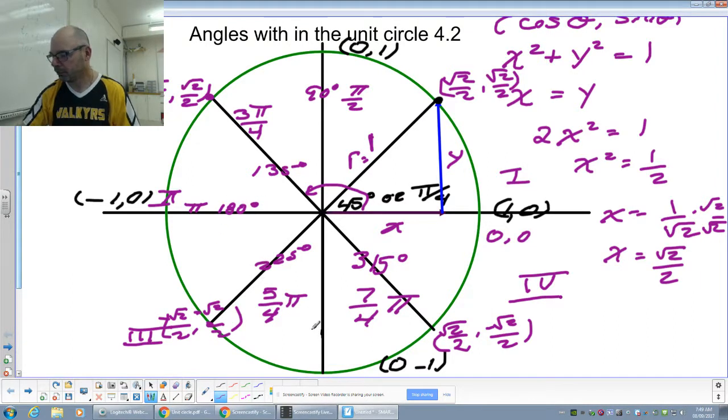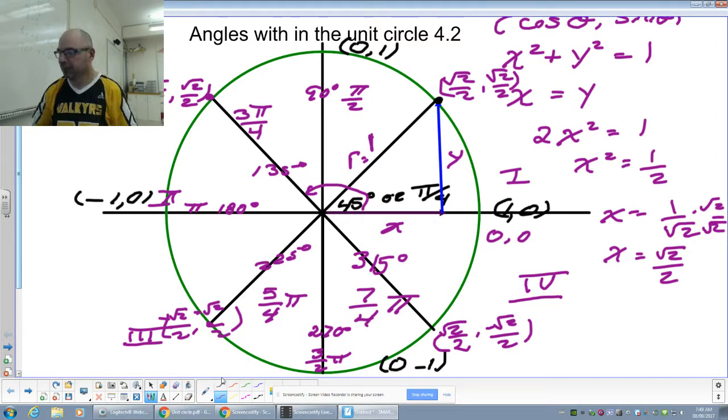This is 270 degrees, or 3 pi over 2 radians. Okay, and that's written on your sheet as well. So you don't have to memorize anything. You can just look at that sheet, but you need to print that out because you're going to use it quite often.